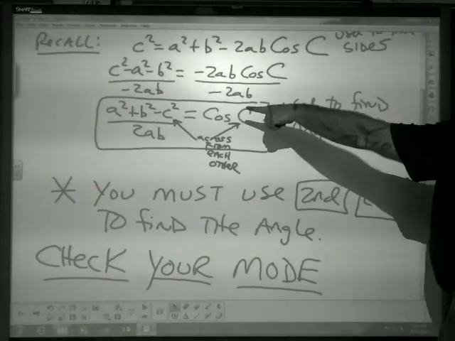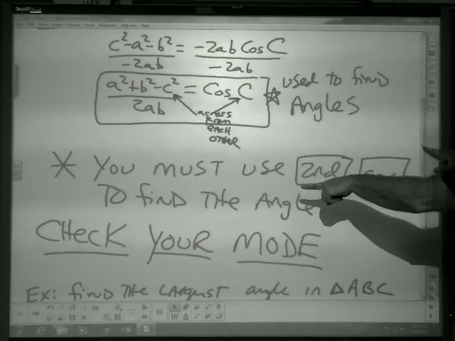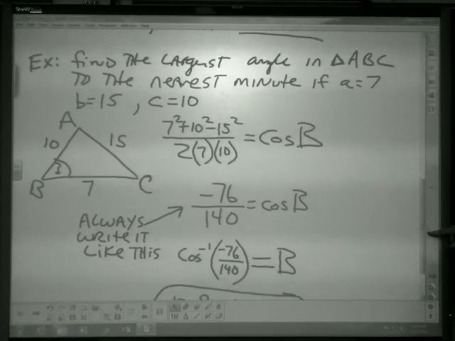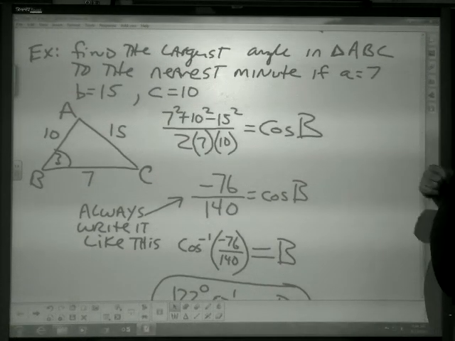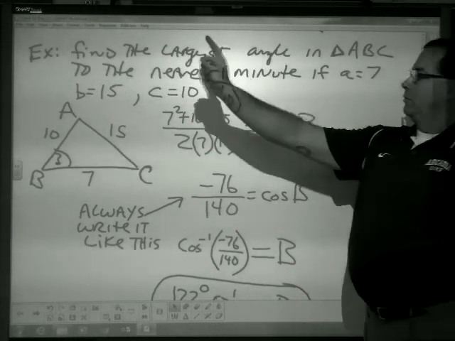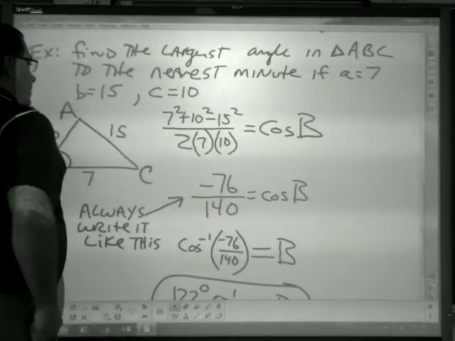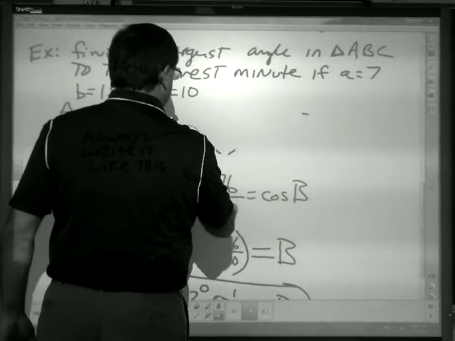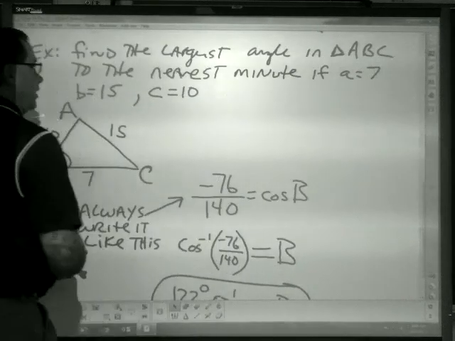Then, what do we do here? We use second cos on the calculator to find the angle. Make sure you check your modes. So, let's take a look. Find the largest angle in triangle ABC to the nearest minute, if a is 7, b is 15, and c is 10.